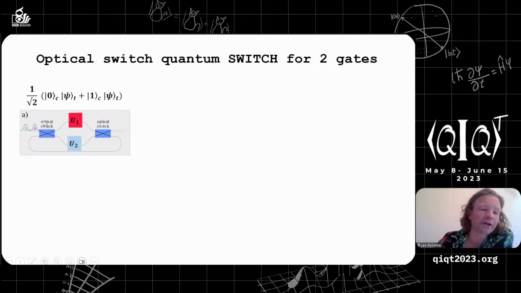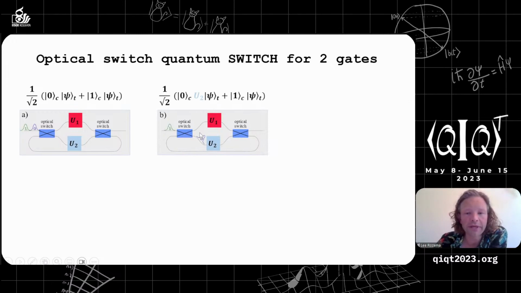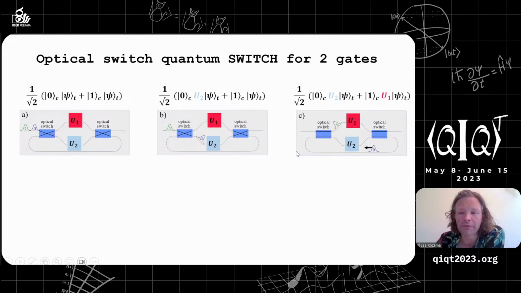So in our experiment, we actually start with the optical switches first in the cross state. And what this is going to do is it's going to send that first time bin down to U2. So now in this branch of the superposition, we pick up this U2 operation acting on the polarization degree of freedom, or the target degree of freedom. After this, we're immediately going to change the state of the switches into the bar state. That's then going to route the second time bin straight through the optical switch up to U1. So then we pick up this U1 in this branch of the superposition.